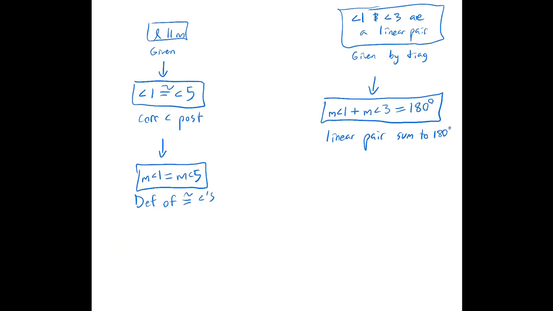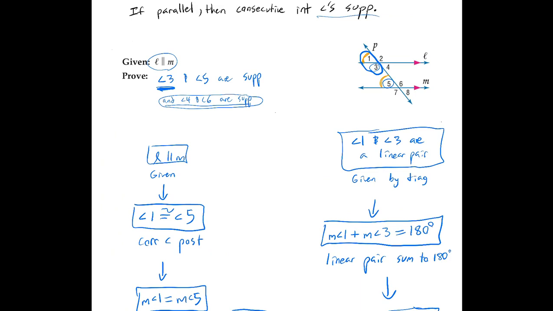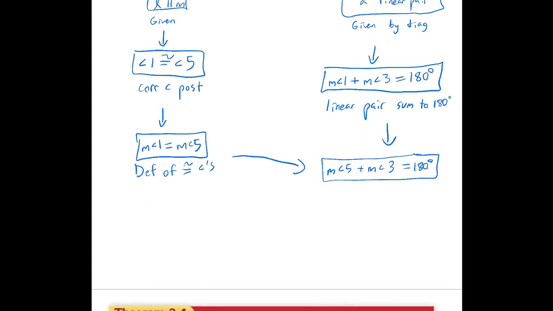Okay, well now I can substitute those together, right? I can put this one and this one together and replace that angle 1 with an angle 5. So I can go the measure of angle 5 plus the measure of angle 3 is equal to 180 degrees, okay? And let's look what we're trying to prove again. Angle 3 and angle 5 are supplementary. Oh yeah, there we go.